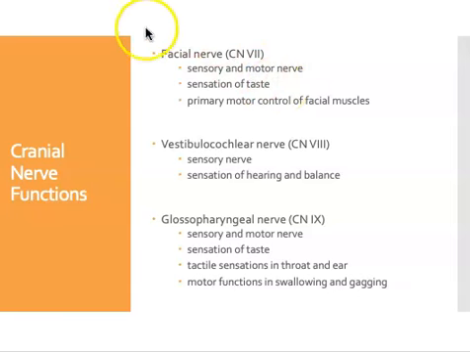Cranial Nerve 8 is the Vestibulocochlear nerve. This is a sensory nerve, and like the name suggests, this is about balance, that's vestibulo, and hearing, that's cochlear.